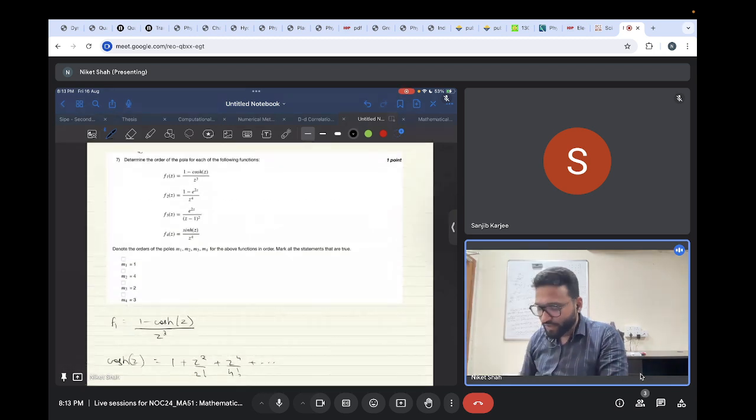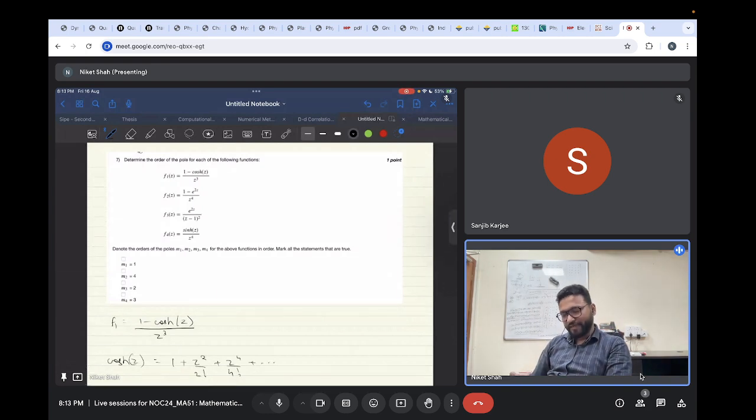So similarly, in an exact similar manner, you can attempt all the other questions and find out the order of the pole. So 1 minus e power 2z if you want to do that. For 1 minus e power 2z, simply again expand e power 2z. Okay, so I was saying something actually.